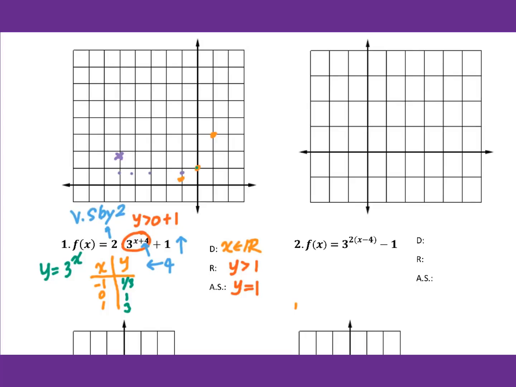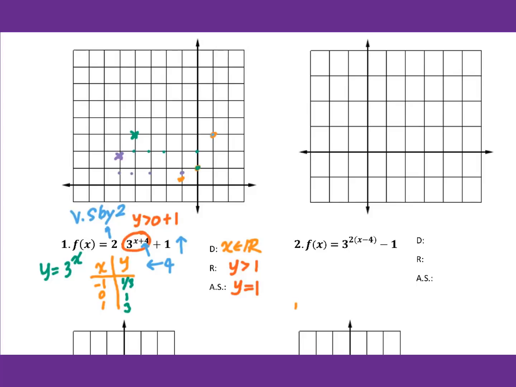Now let's go to this point, 0, 1. We vertically stretch by a factor of 2. Let's go here. Then move to the left 4. 1, 2, 3, 4. It's here. Go up 1. Then I go here.